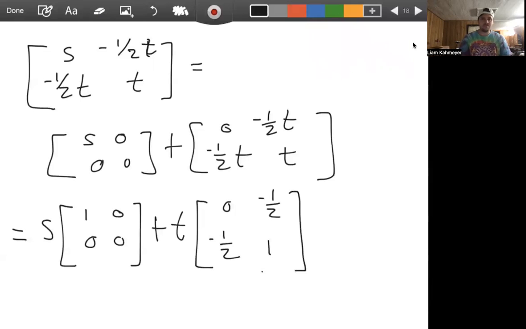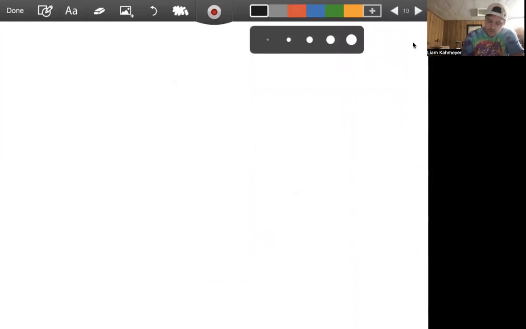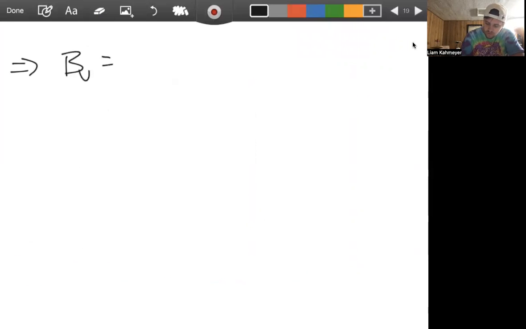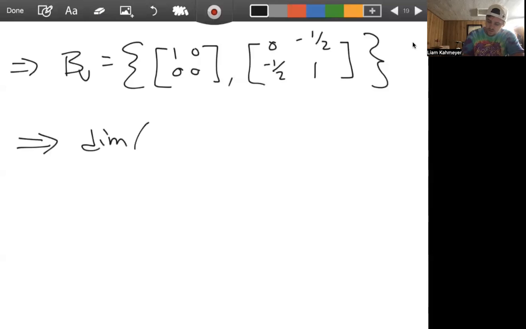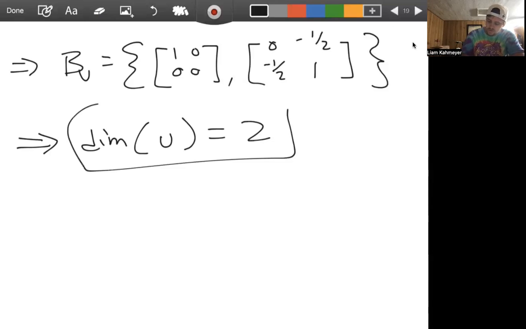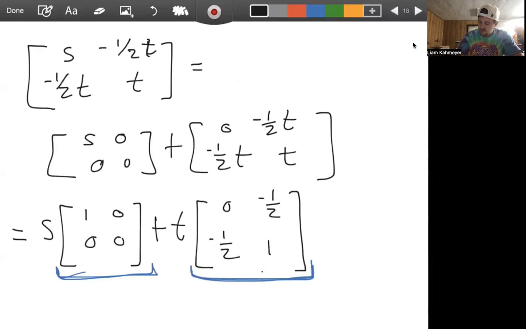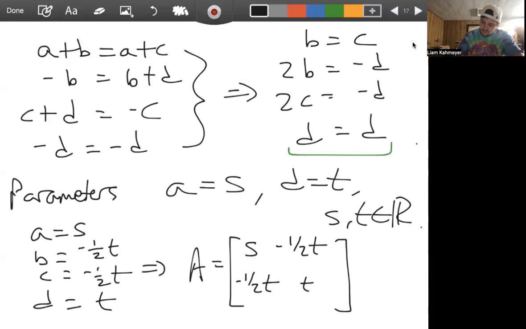And now we have described all elements of U as a linear combination of the matrix 1, 0, 0, 0 and 0, -1/2, -1/2, 1. So this implies that a basis for U is the set containing 1, 0, 0, 0 for the first matrix, and then for the second matrix 0, -1/2, -1/2, 1. This also tells us that the dimension of U is equal to 2. So this is a two-dimensional subspace of M22, okay?